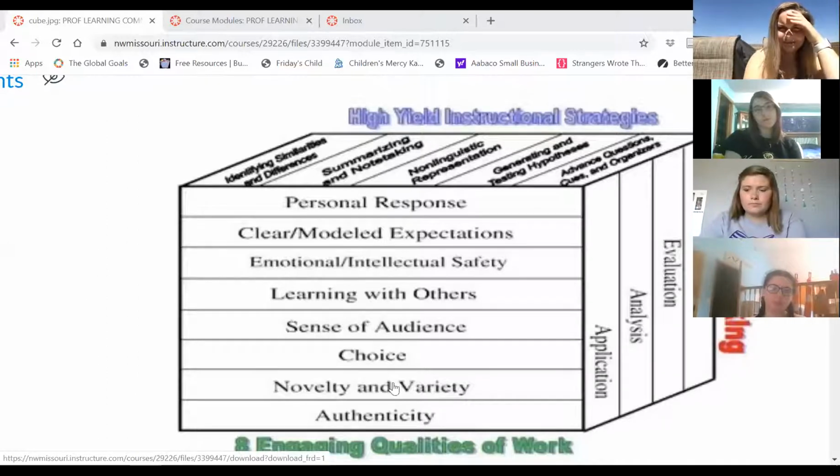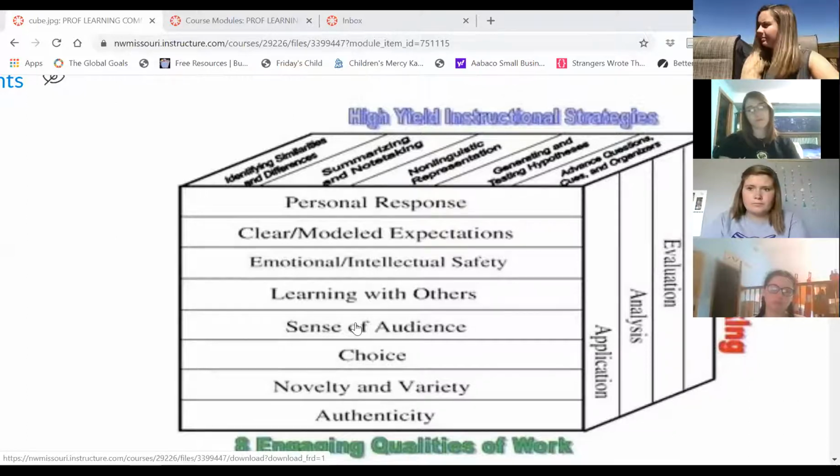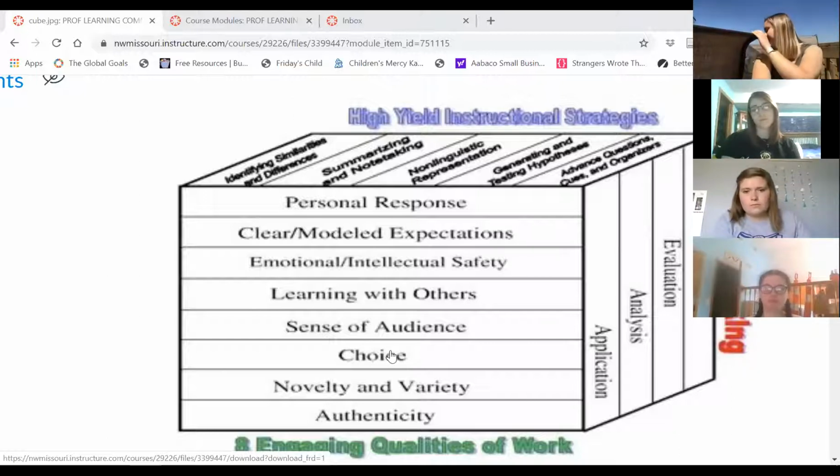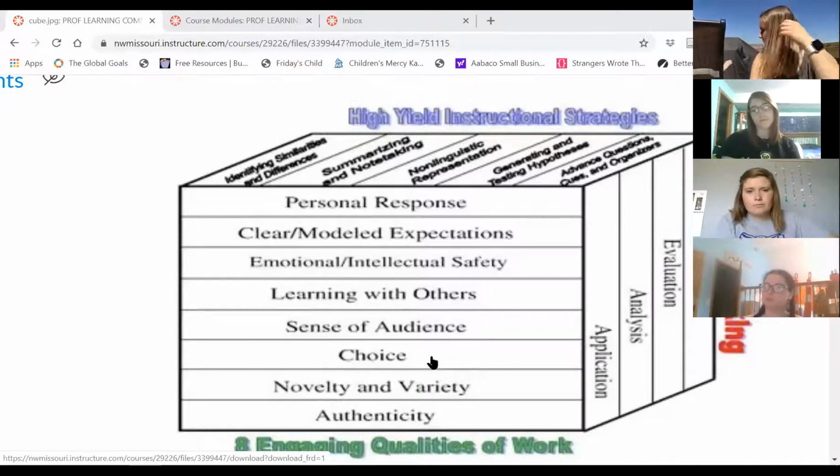The engaging qualities of work: there's going to be a sense of audience there. I wanted to have a sense of audience because we talked last week that giving students a sense of audience makes it a bigger deal and makes them more engaged in their work. There's also the idea of learning with others, novelty and variety. You don't pull popsicle sticks like that very often. And there's an element of choice in there, that if they can get somebody to trade with them, if they don't like their particular decade or their bad or good portion of it, they can possibly trade with somebody.